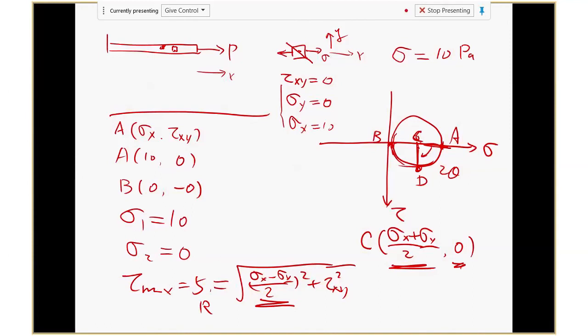Yeah, that's from the original Mohr circle equation. That equation was, remember, we had x minus a squared plus y squared equals r squared. So here y minus nothing, so that's why the center is located at c there.